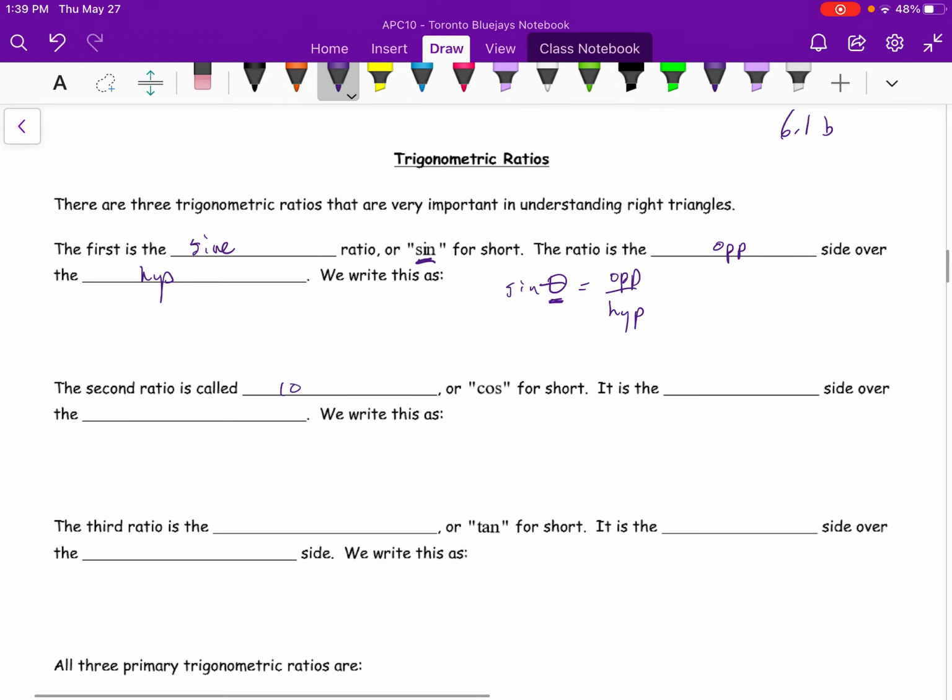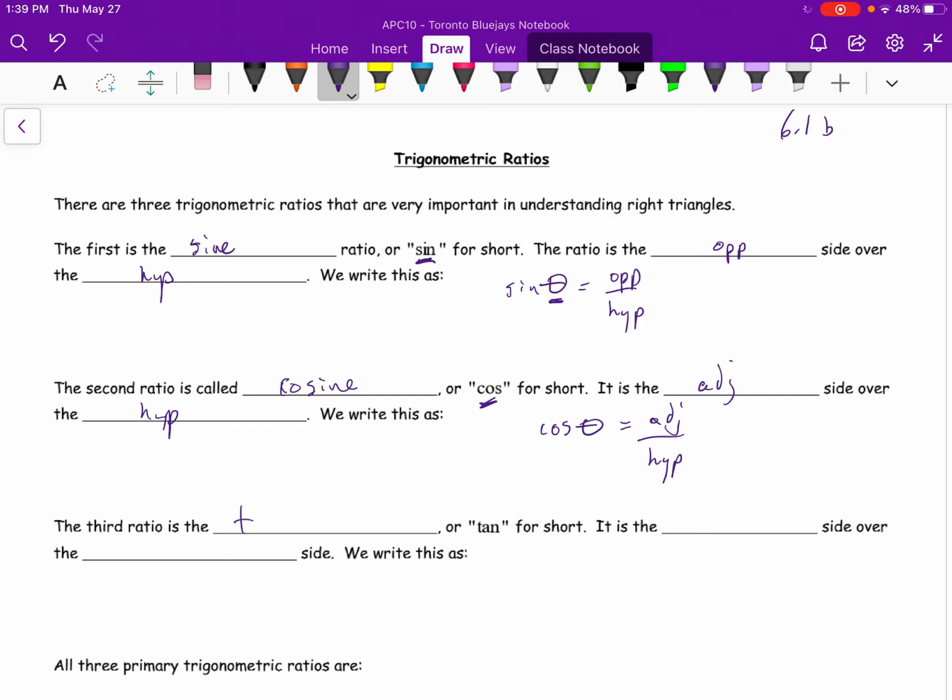The second ratio is hopefully called cosine, and it is. It's shortened COS, but instead of saying cos, say cosine. It is the adjacent over the hypotenuse. And we write this as cosine theta is equal to the adjacent over the hypotenuse.